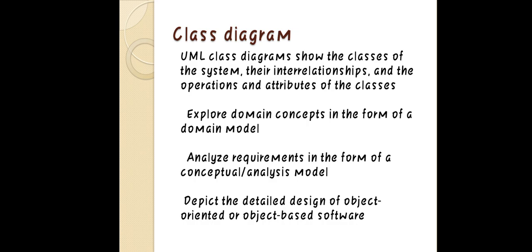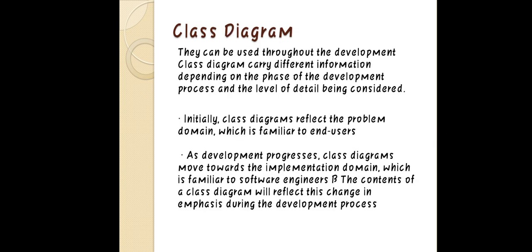What is a class diagram? A class diagram shows the classes of the system, their interrelationships, and the operations and attributes of the classes. Explore domain concepts in the form of a domain model. Analyze requirements in the form of a conceptual analysis model. Depict the detailed design of object-oriented or object-based software. They can be used throughout the development.